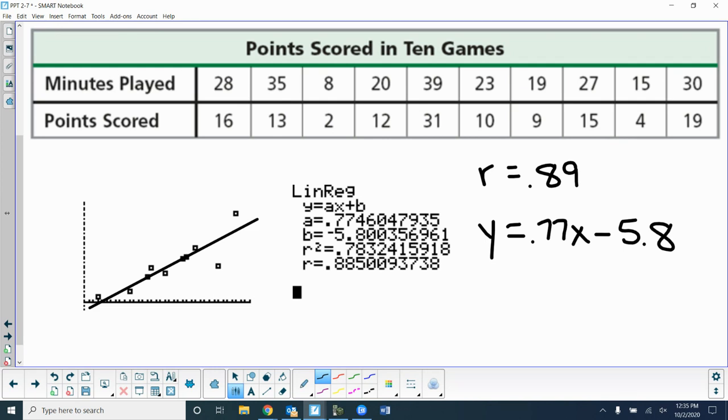Okay? If I would have picked two points and done it by hand, it would be close to that. It might be a little bit off, but you could still get that. Okay?